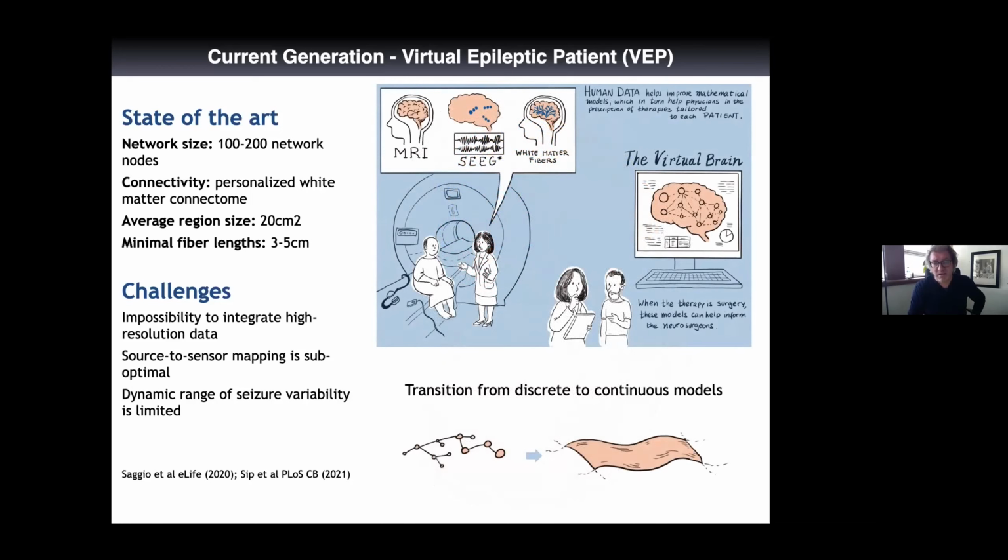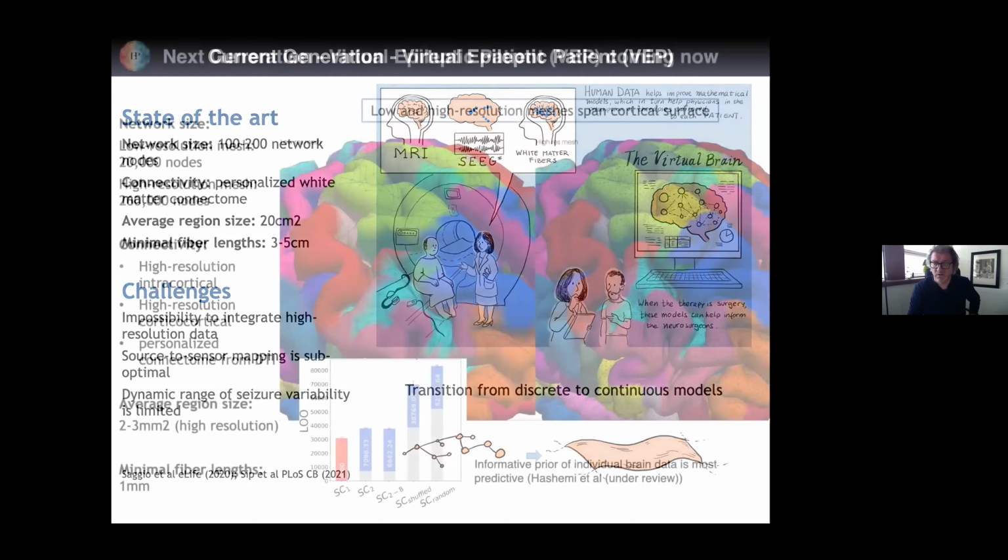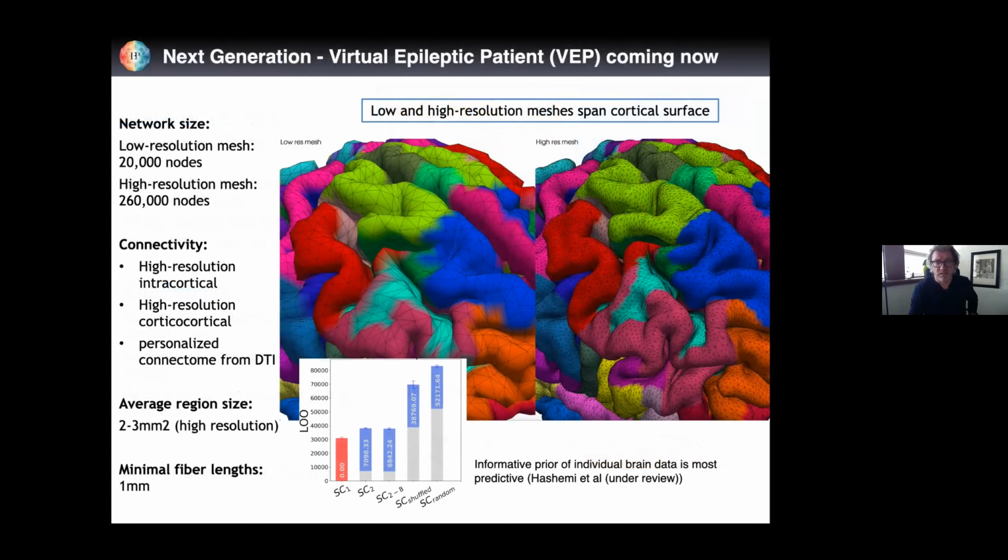And one approach would be that we have to make the transition from discrete to continuous models. Or mathematically speaking, we need to go from neural state vectors to neural fields, to spatially continuous models. And we can do that. But we need resources for this, and this is EBRAINS.